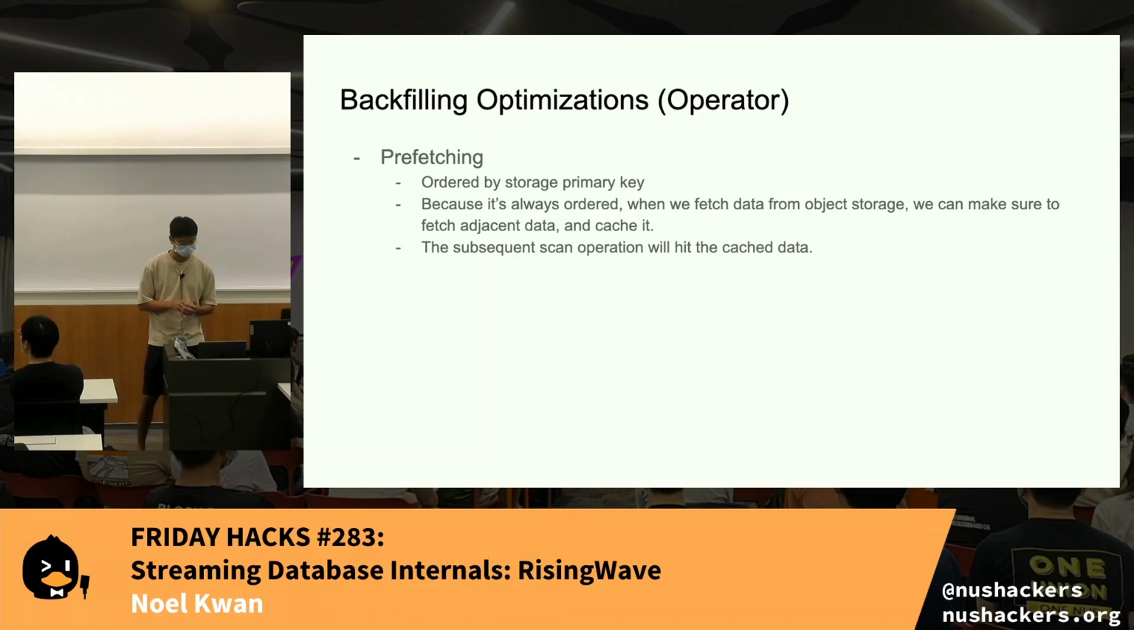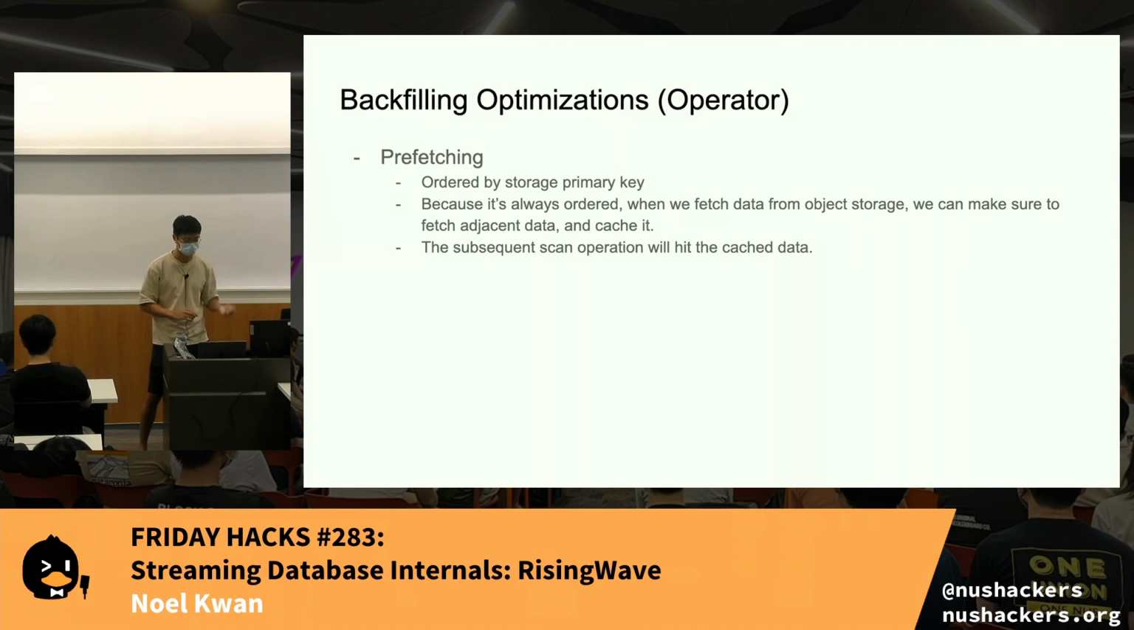When we scan from the table that we are backfilling from, it's ordered by the storage primary key. Because it's always ordered, when we fetch data from object storage, we can make sure to fetch adjacent data so that whenever we fetch subsequently, it's already stored in the block cache. RisingWave has tiered storage: you have cache layers, and then finally the object storage. You have the block cache, then the disk cache, and then object storage. The block cache is an in-memory cache on the compute nodes, so if you cache in there, your access will be directly from memory, which is faster.